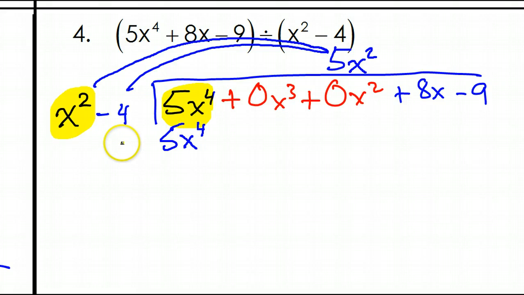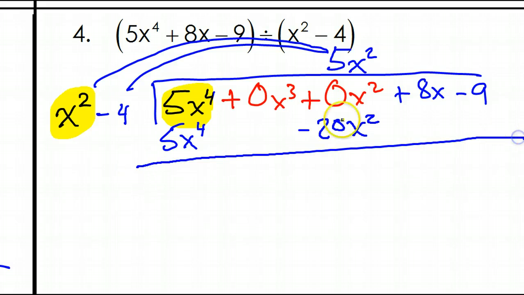5x squared times negative 4. That is negative 20x squared. So I'm going to line that up with my squared term. So negative 20x squared. Great. Now, as soon as we distribute, we subtract by changing the signs. So this will become negative and this will become positive. Okay, so now these cancel. This is still just 0.